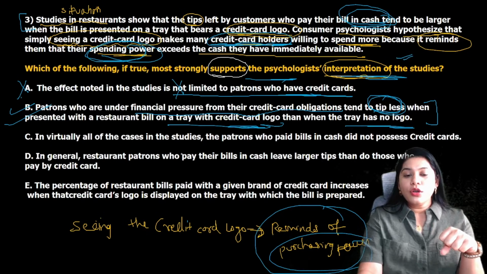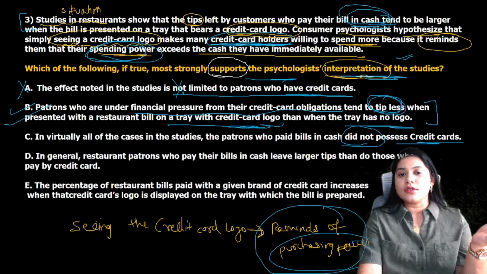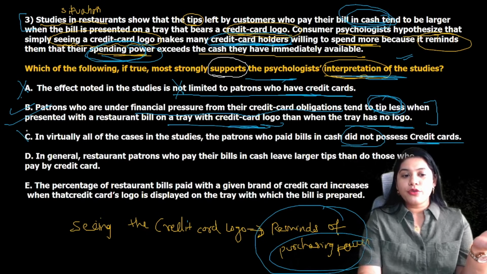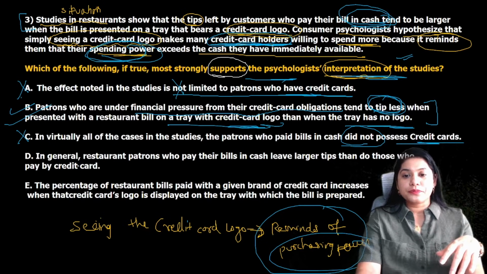In virtually all of the cases in the studies, the patrons who paid the bill have to have a credit card. Maybe not at that time, but they have to be credit card holders. Third line. So it's the opposite of the given information, and we are not looking for the opposite. We have to just support the interpretation of the psychologist.